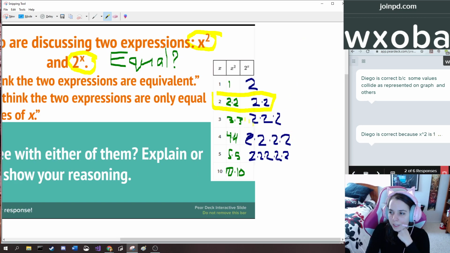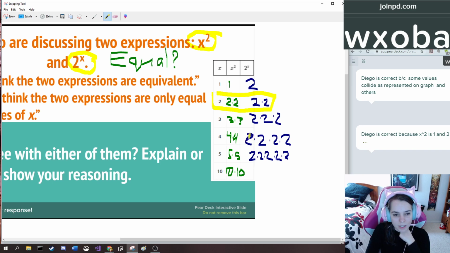And then here, 3 times 3 is 9. This is 2 3's. Here at 4, 4 times 4 is 16. And we can see that 2 times 2 is 4, 2 times 2 is 4. So actually here, it is also going to be the same. So for some values, depending on what our x is, for example, if our x is 2 or if our x is 4, x squared and 2 to the power of x are going to be the same. Okay, however, they're not always going to be the same. These are two different expressions.